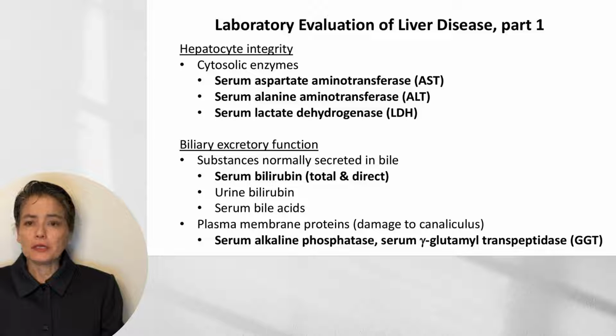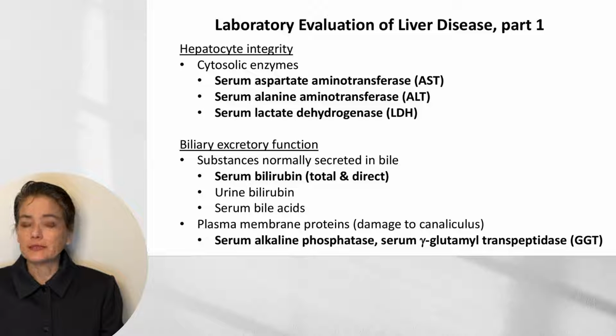And when we look at biliary excretory function, another way we can measure this is to look at plasma membrane proteins, because they will tell us if there's been damage to the canaliculus. There are two plasma membrane proteins that are found on the apical tip of the hepatocytes where they form the canalicular membrane. And this will be alkaline phosphatase and gamma-glutamyl transpeptidase, or GGT.